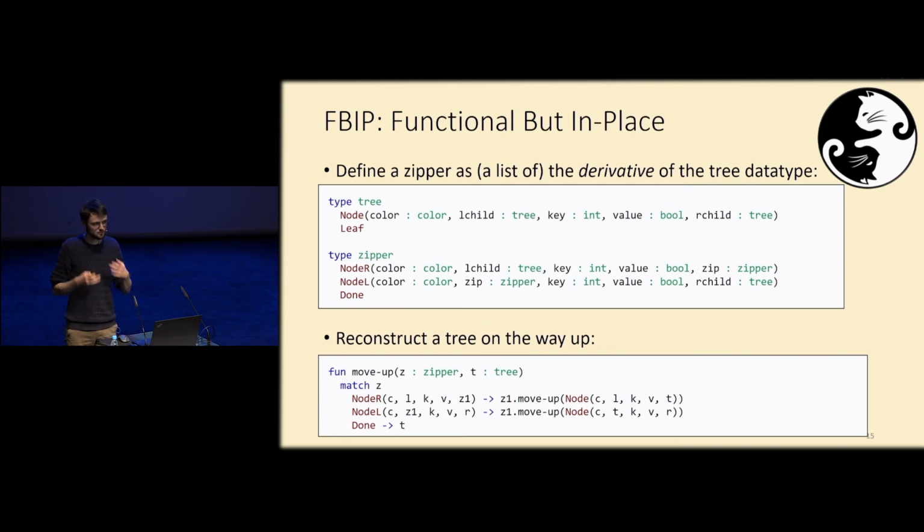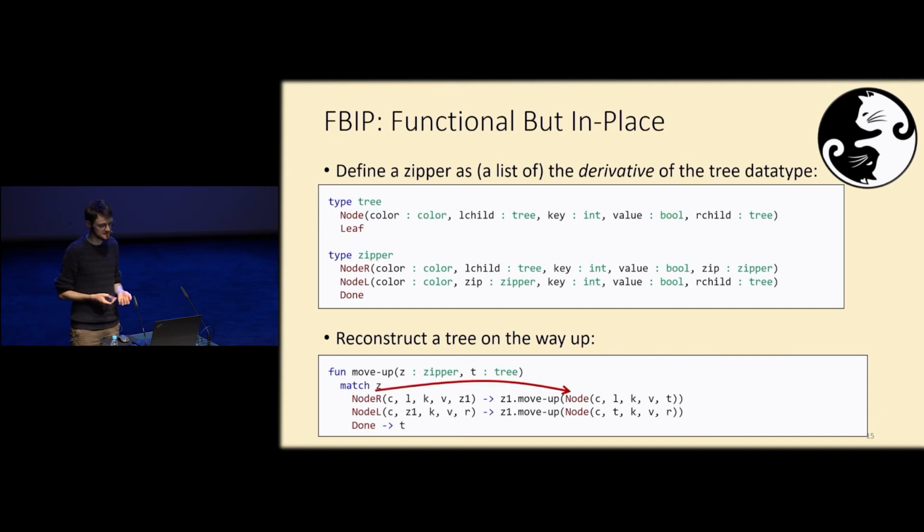To conclude, I want to give you one last example of how reuse analysis can really shine. In particular, we have defined a new insertion algorithm for red-black trees. And we start off with the following tree type, where we have a color, which is either red or black, a left child, a right child, a key, and a value. And we define a zipper of this tree. We can, of course, turn the zipper back into a tree by using the move-up function.